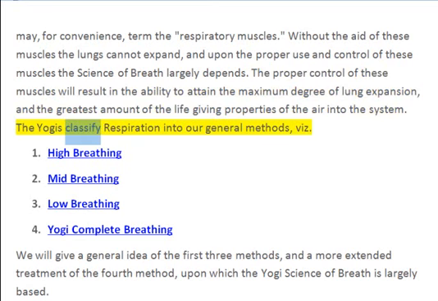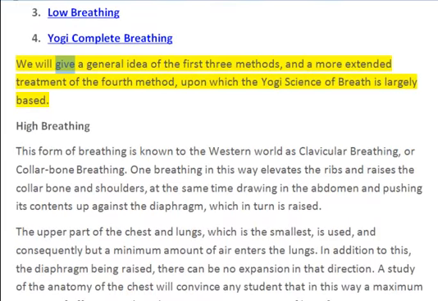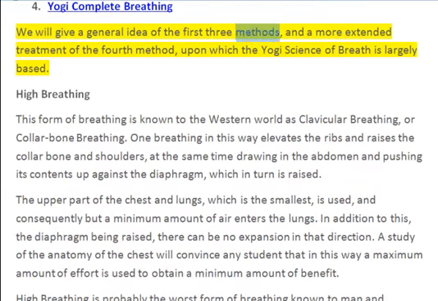The yogis classify respiration into four general methods, viz. high breathing, mid breathing, low breathing, yogi complete breathing. We will give a general idea of the first 3 methods, and a more extended treatment of the 4th method, upon which the yogi science of breath is largely based.